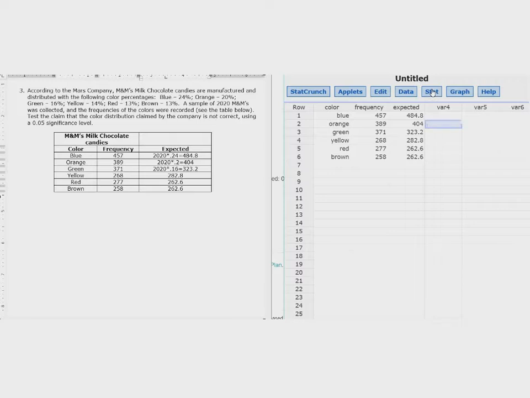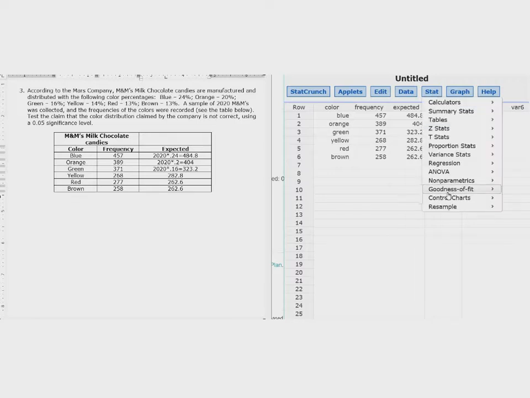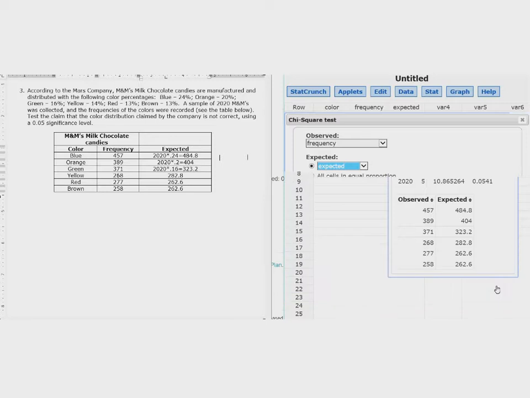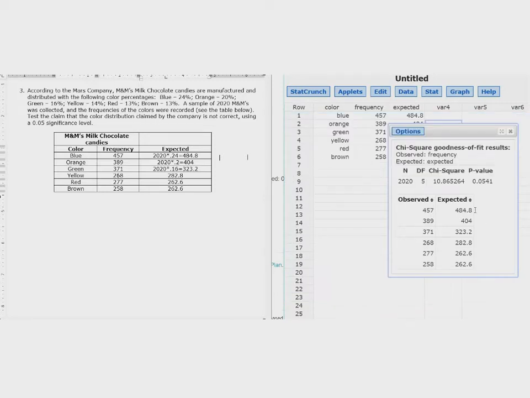Okay, and then I'm still trying to do a goodness-of-fit test, so I'm going to use Stat, Goodness-of-fit, chi-square test. So my observed values are the frequency that I got from this table. That was from my actual sample. My expected values I put in the column that I named expected. So this time, since it wasn't all in equal proportion, I actually have to tell it what those numbers are. And I'm going to do compute. And this shows me my entire table that I already put in there. And it gives me all that other information also.